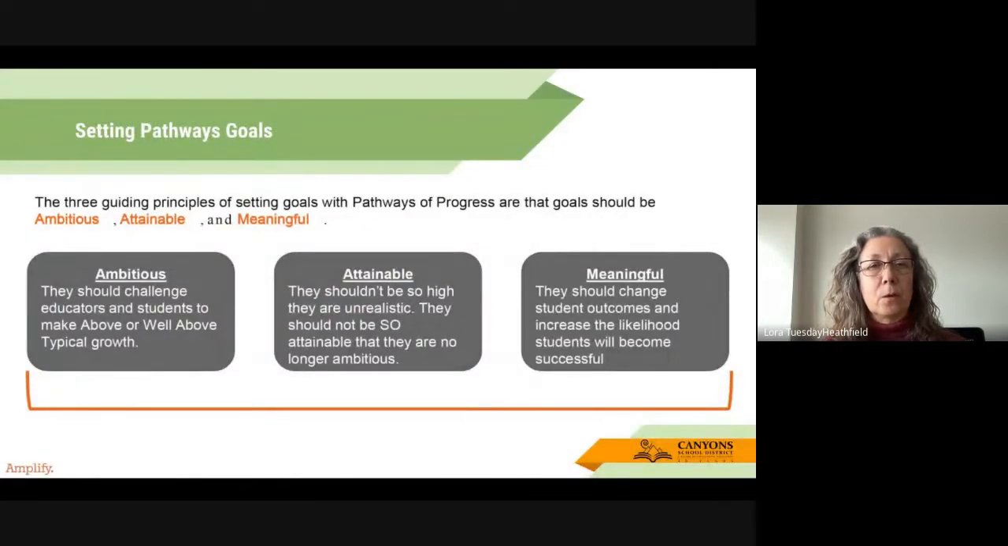And when we're setting those goals for each student, I mentioned before that they need to be ambitious. In other words, they should be able to challenge the student to make above or well above typical growth, particularly if they're behind. But it shouldn't be so high that it's unrealistic. So it needs to be attainable. And also it needs to be meaningful in that the change should result in better student outcomes for the student and increase the likelihood they're going to be successful. So we have to keep those 3 things in mind when we're establishing a goal.